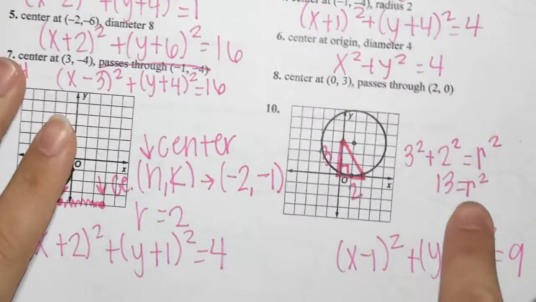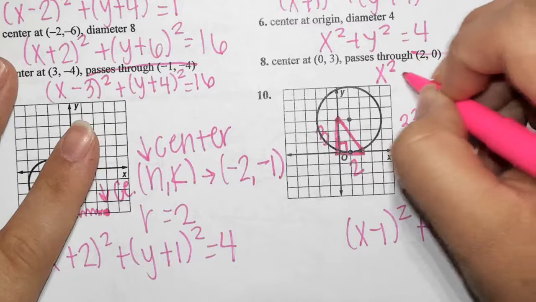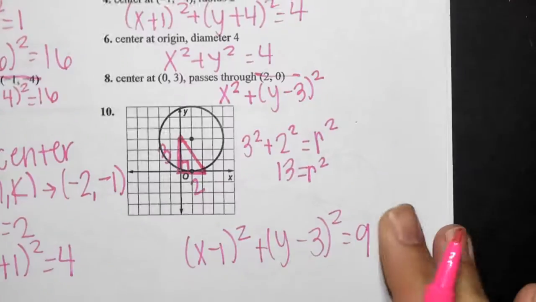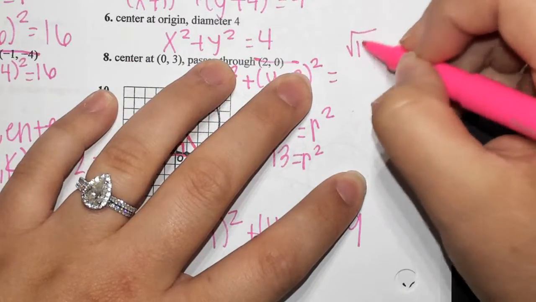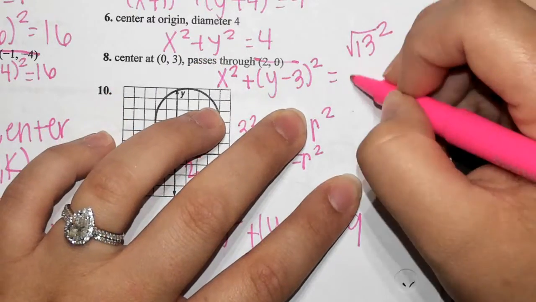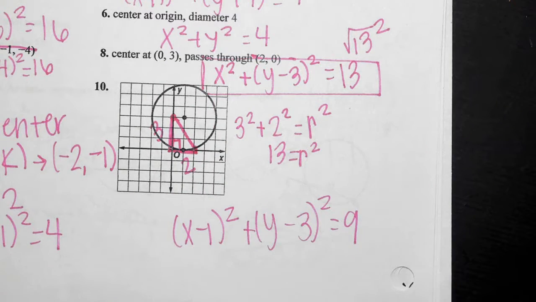Okay, so leave it as that, and then use your center. So x squared plus y minus 3 squared. If right here I would have plugged in the square root of 13, I would have had to square it, and they just would have canceled each other out. So it's equal to 13. That's your answer.